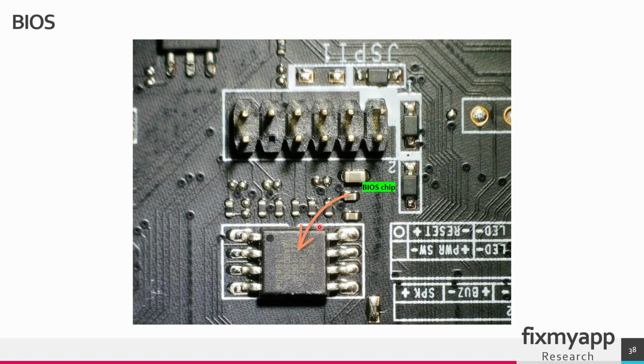Next, I ensured that all connections were secure. This includes the power connectors from the PSU, data cables for storage devices and other peripherals. I also reseated the RAM and CPU to ensure that they were properly installed, as loose connections can often cause issues. After confirming the physical integrity of the components, I moved on to testing.